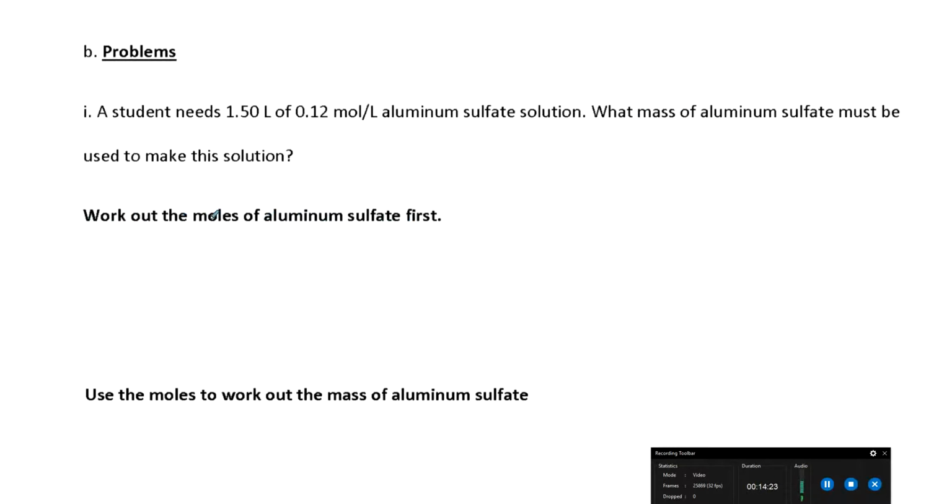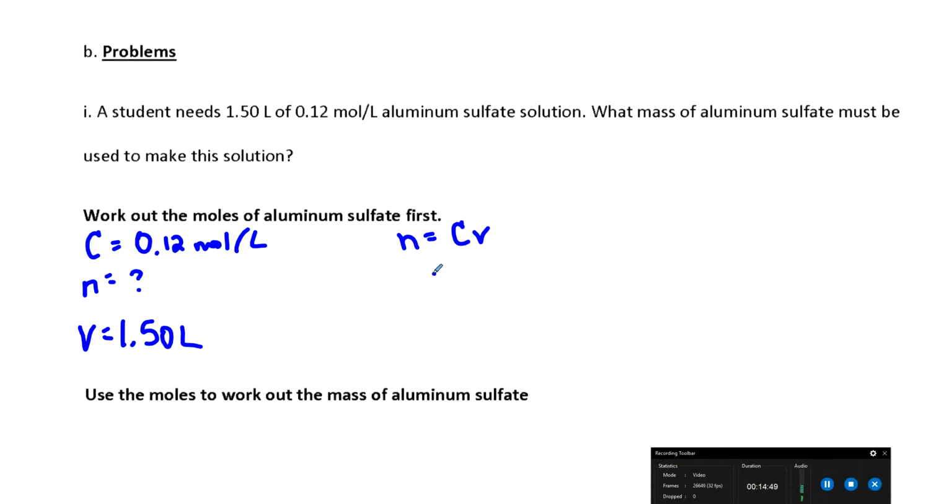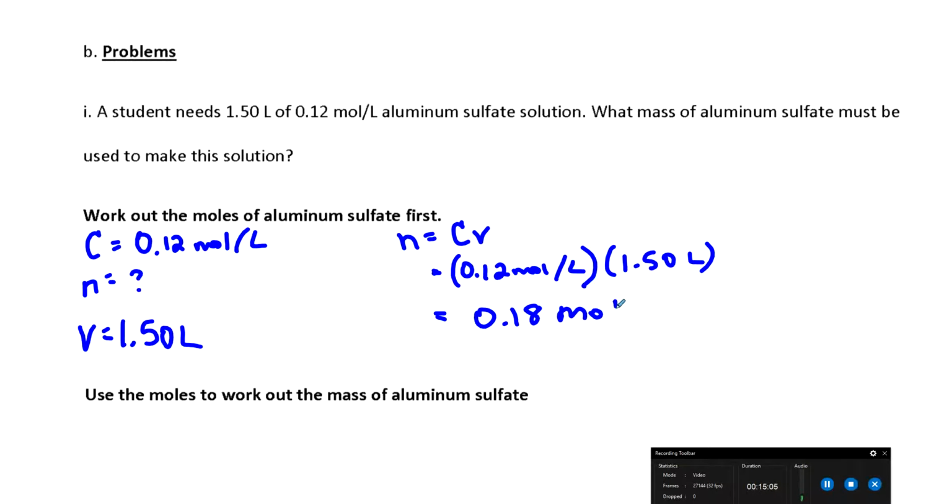Okay, so it says work out the number of moles of aluminum sulfate first. No problem, we can do that. So let's identify these variables. We've got 1.5 liters of solution, and we've got a concentration of 0.12 moles per liter. Okay, so we're going to have to find out moles first. If you remember, this is the rearranged version. So I'm going to take 0.12 moles per liter multiplied by 1.5 liters, and that will give me 0.18 moles. Okay, but the question is asking me, what is the mass?